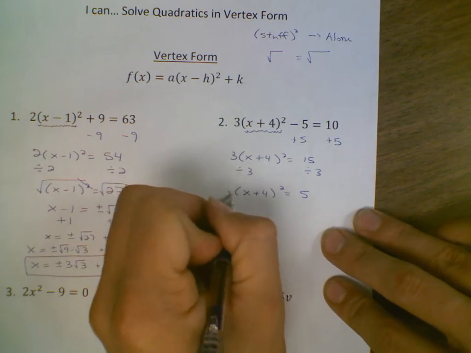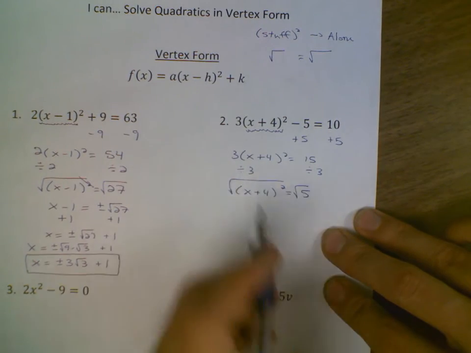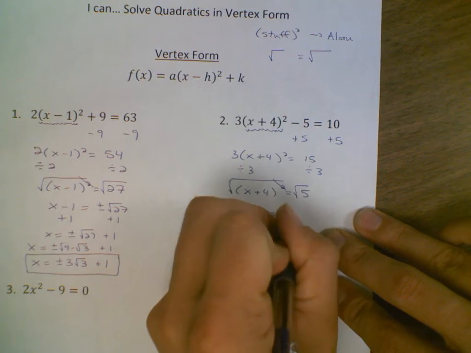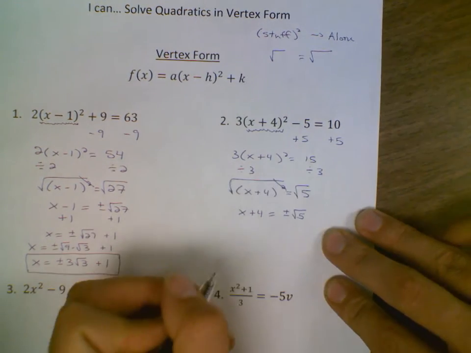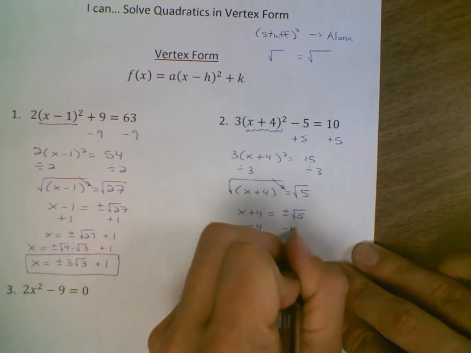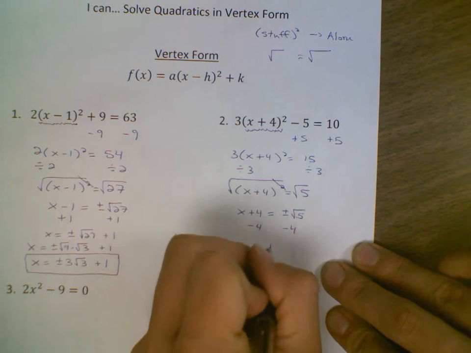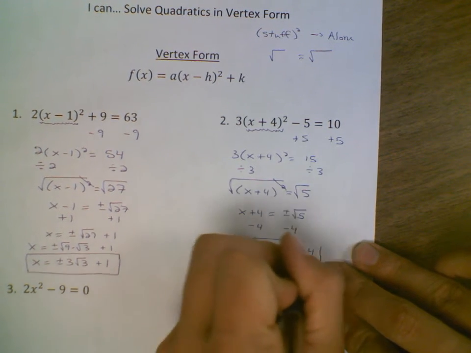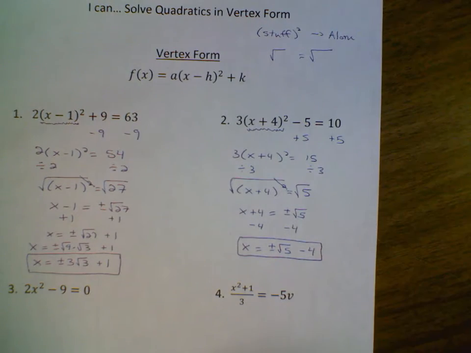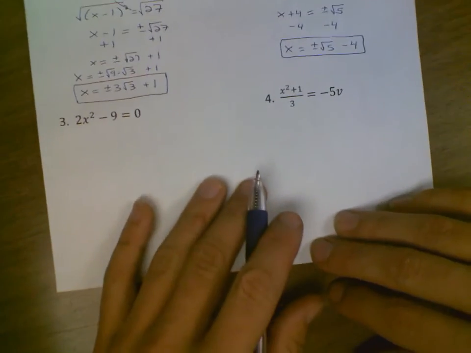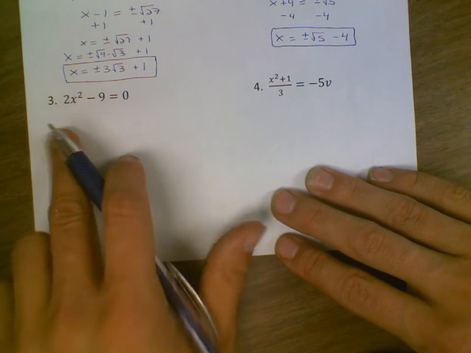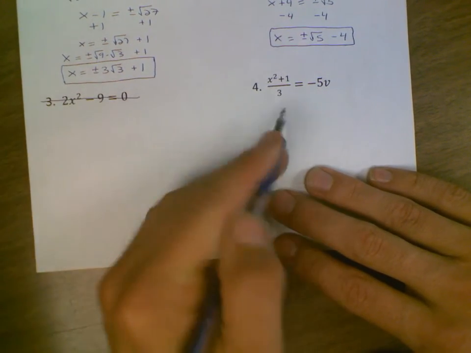And then I can take the square root of both sides to get rid of the square. So I get x plus 4 equals plus or minus the square root of 5. And then I just minus 4 from both sides. So I get x equals plus or minus the square root of 5 minus 4. All right, I'm going to do 2 more examples here, kind of some different looking ones. We're going to look at number 3. Actually, we're not going to look at number 3, I'm sorry. We're just going to look at number 4.